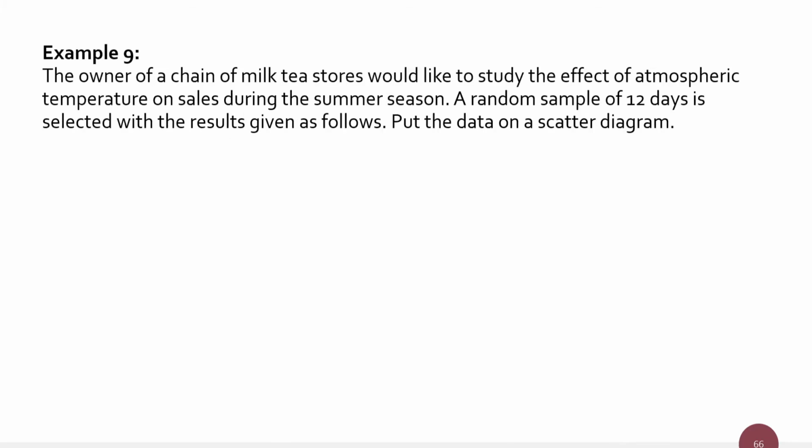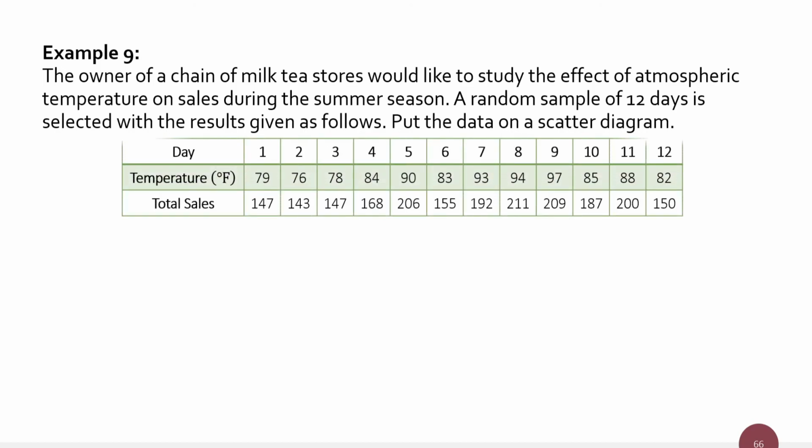Next. So for example number 9, the owner of a chain of milk tea stores would like to study the effect of atmospheric temperature on sales during the summer season. A random sample of 12 days is selected with the results given as follows. So put the data on a scatter diagram. So ito yung ating data set na in 12 days, okay, meron tayong temperature na naka-indicate, and then meron din tayong total sales per day. So, paano natin ipa-plot yung ating scatter diagram?